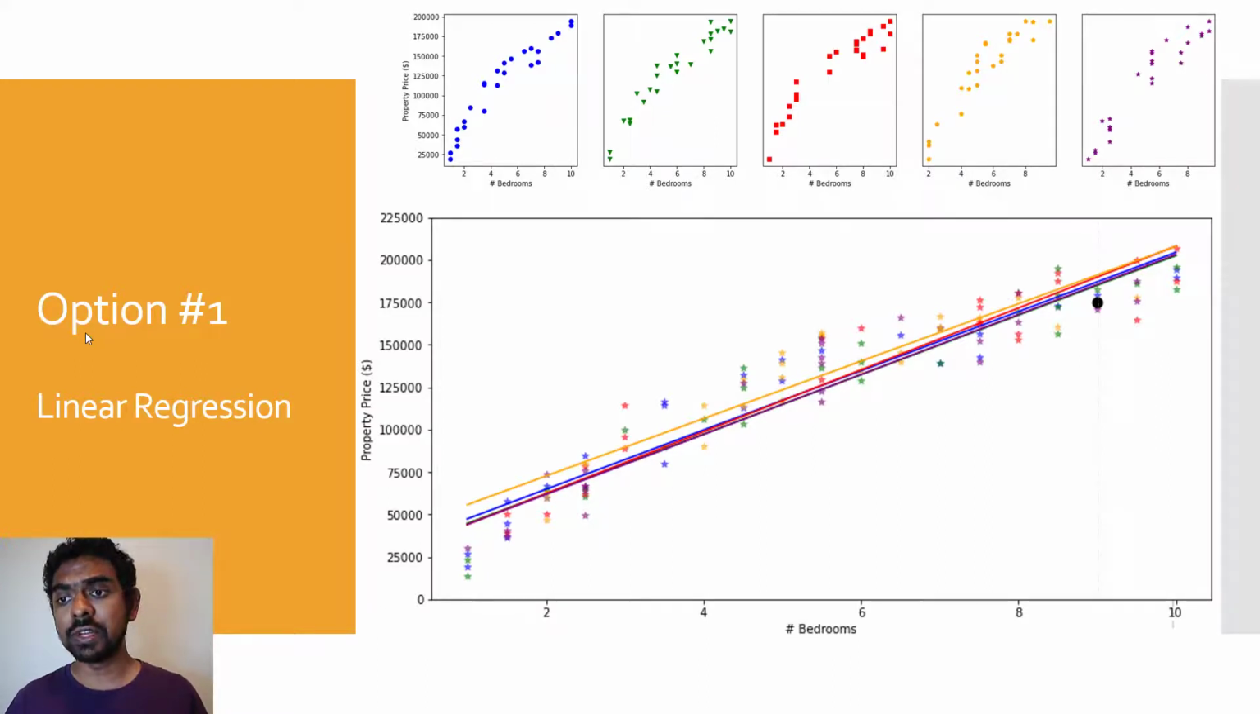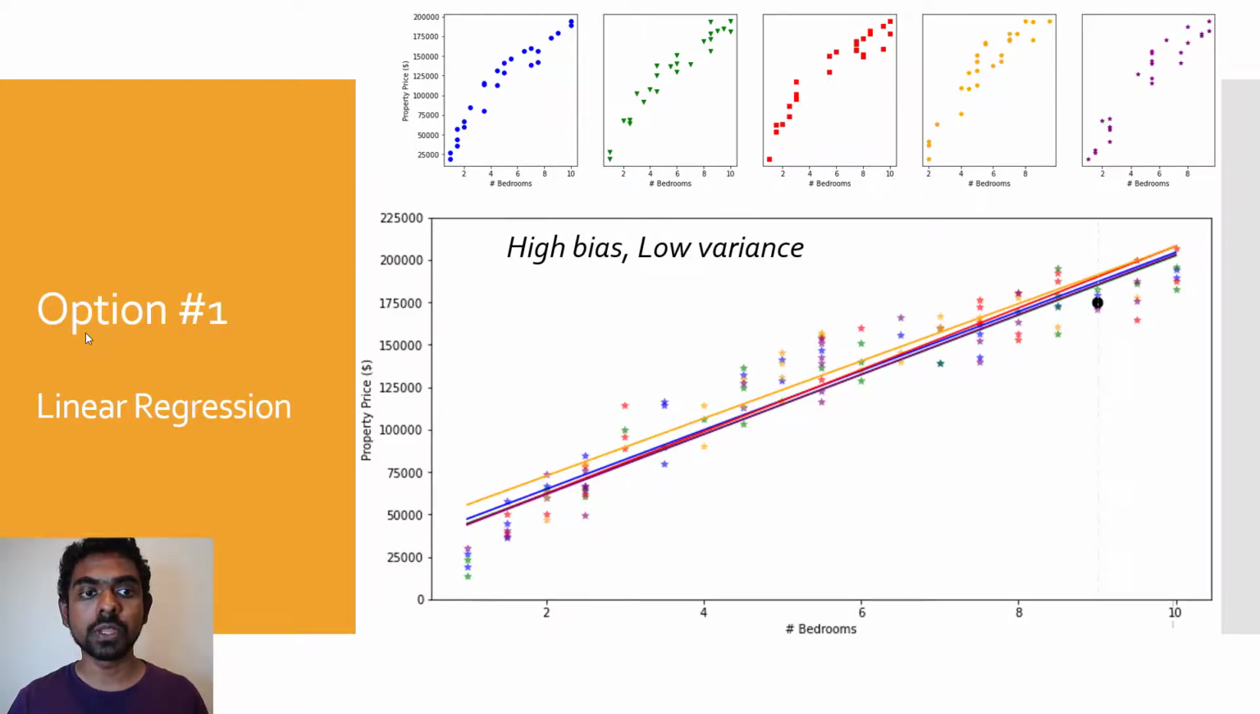Next, variance refers to the variance of the predictions given by different models. And you can see that all the predictions produced by this model around that black dot region fall in a very precise area, leading to low variance. Therefore, linear regression is a high bias, low variance model.